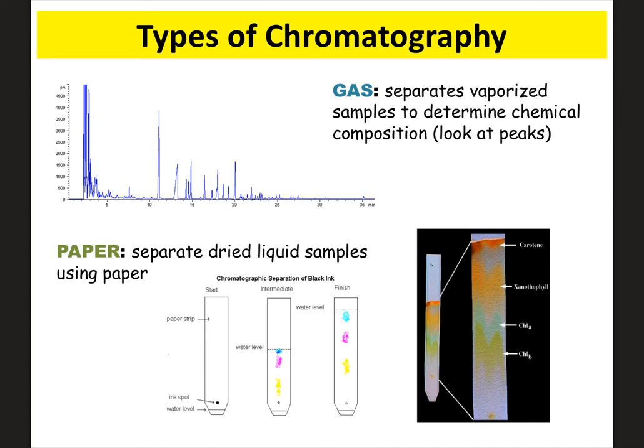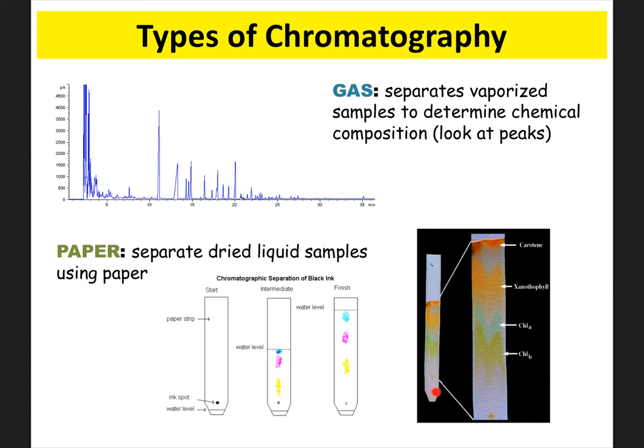But then the type that's usually most common that we would use in lab is paper chromatography. So you put these dried liquid samples on the bottom of the paper, and then you run the solvent through it. And as the solvent moves up, as we saw, the different substances in your mixture would separate out and you could see them differently on the paper. So if you look over here on the right, this is showing you some paper chromatography with some different plant pigments.